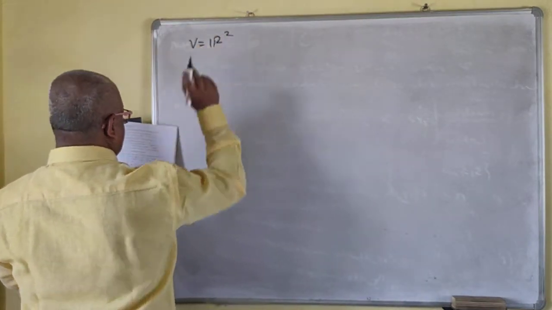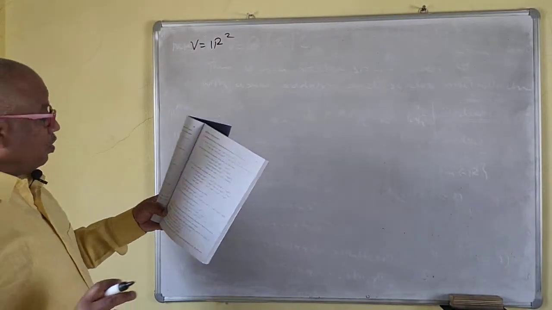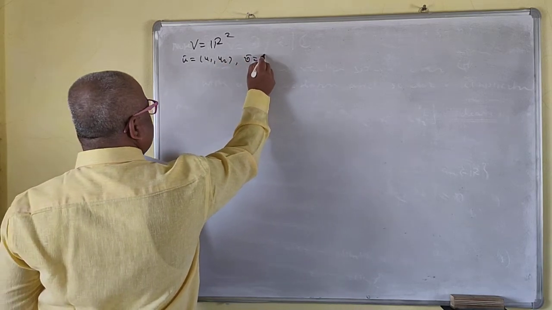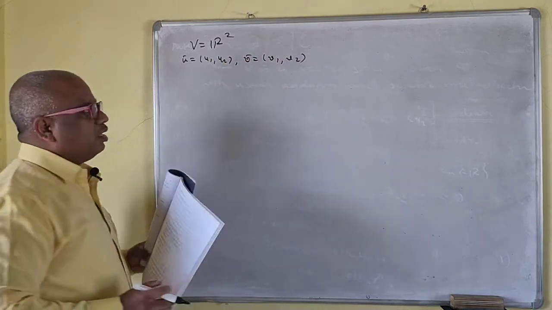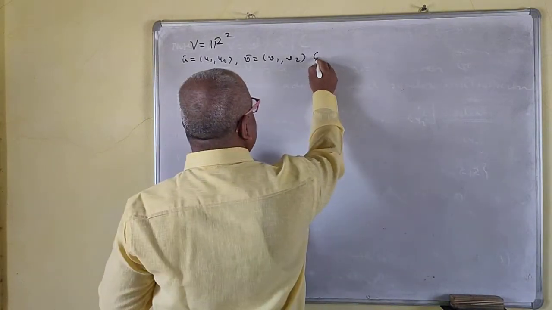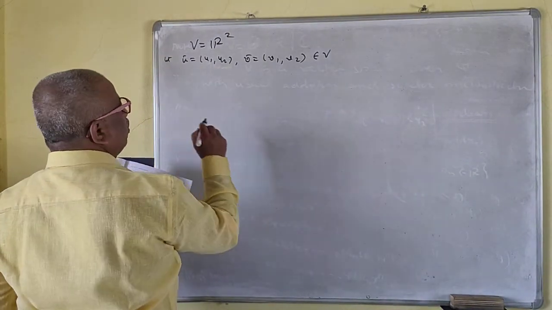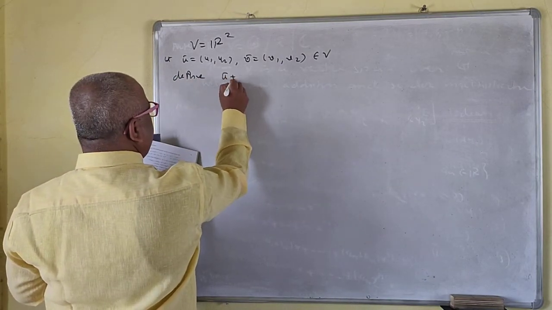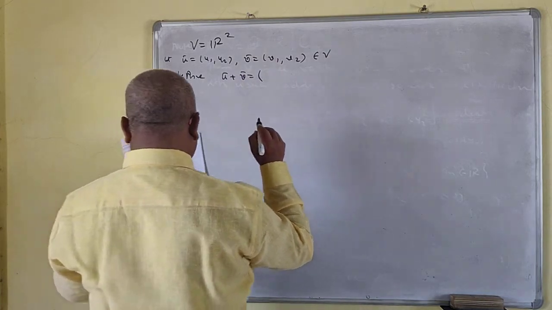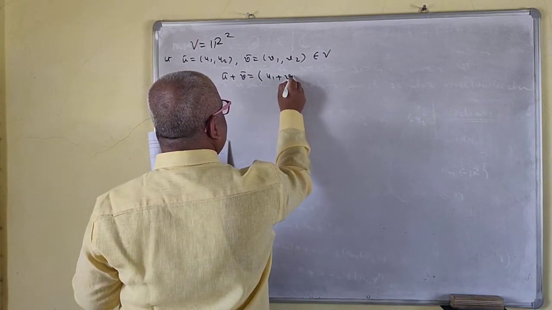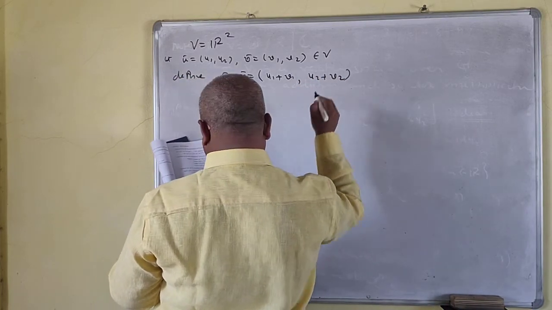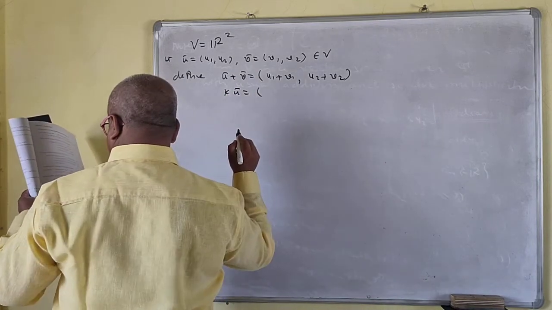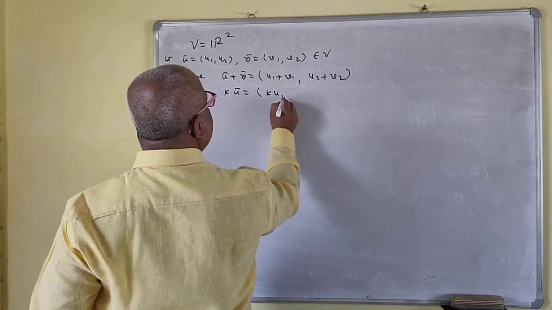So we'll take an example. Let V be equal to R2. We'll define the addition. Let u bar be equal to (u1, u2) and v bar equal to (v1, v2), both belonging to V. Define u bar plus v bar as (u1 plus v1, u2 plus v2), and your k u bar is the same as (k u1, 0).